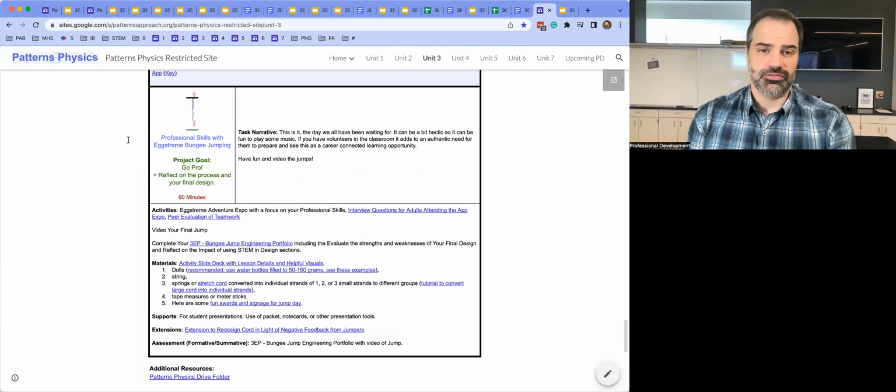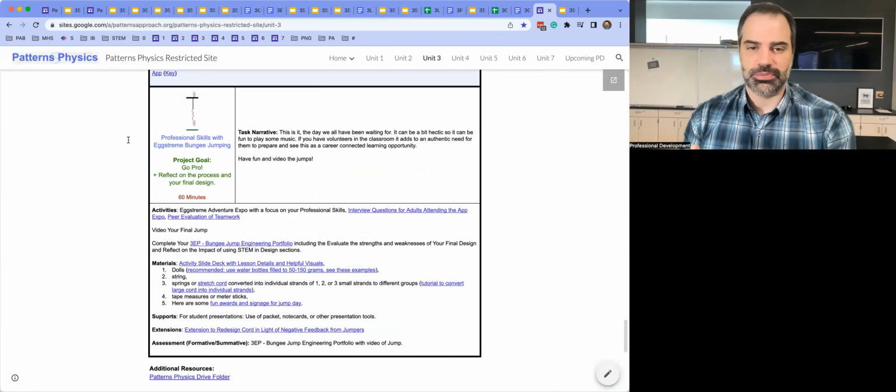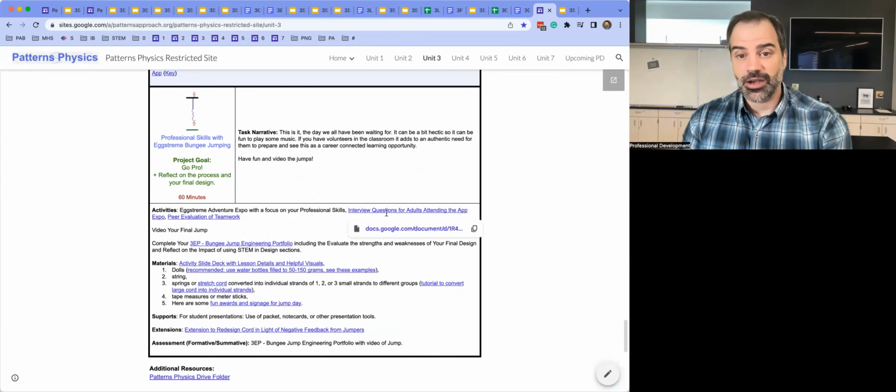And then we have jump day, super fun. This is a day you can invite parents, or oftentimes more administrators or other teachers in the building, or just other people in the community that are willing to come and listen to students. There's a lot of scaffolding. So there's pre-made interview questions for the adults. There's a peer evaluation of teamwork that the students do for each other.